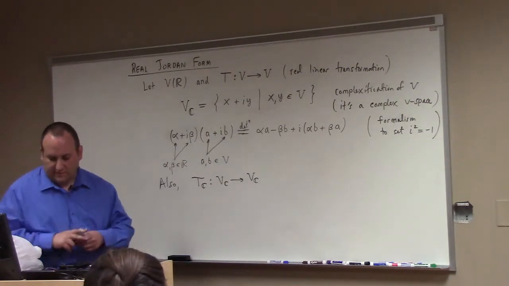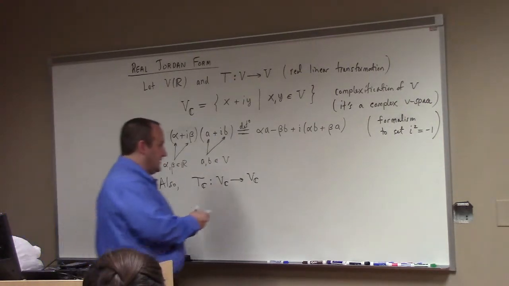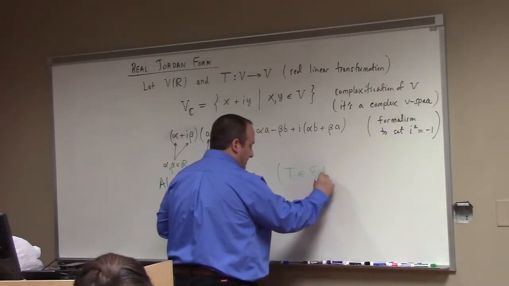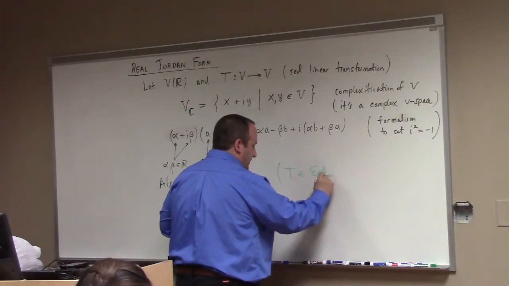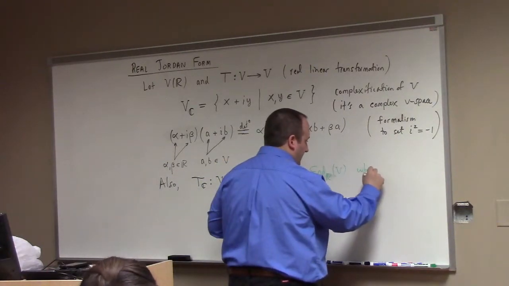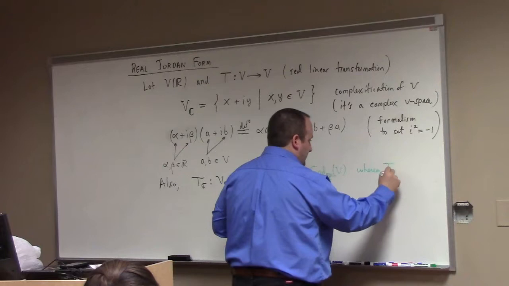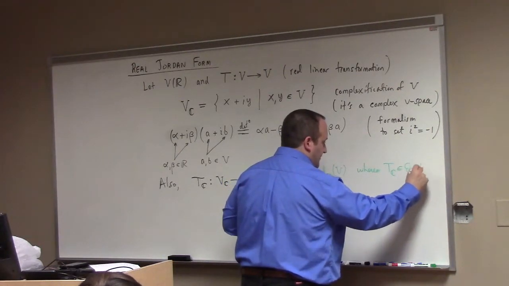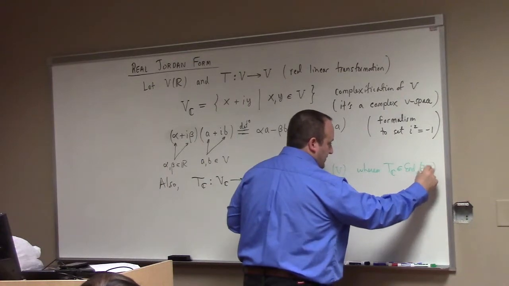If you want me just to emphasize this, double down on the notation, we have T is a real endomorphism. It's a real endomorphism of V, whereas T sub C is an element of, it's a complex endomorphism of V sub C.